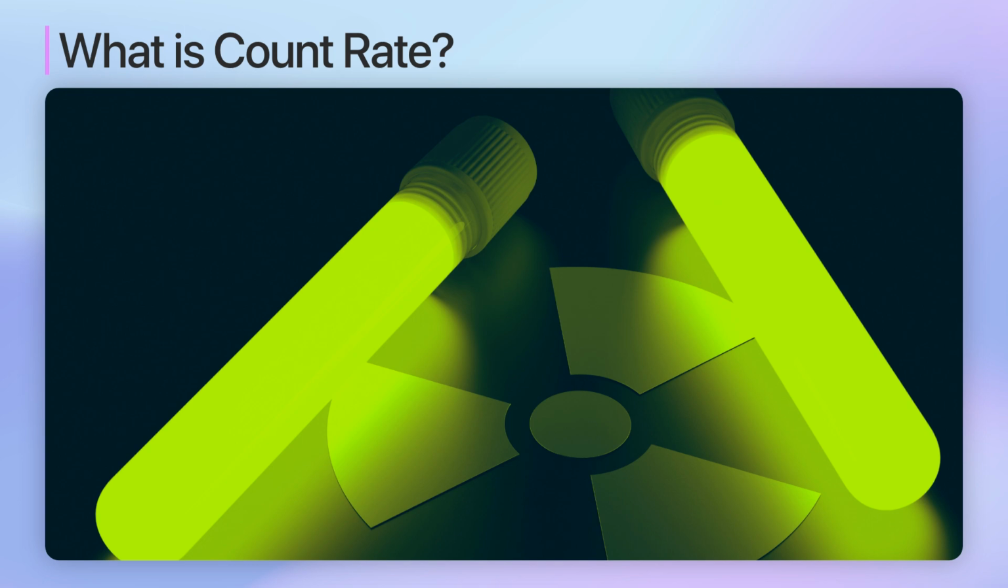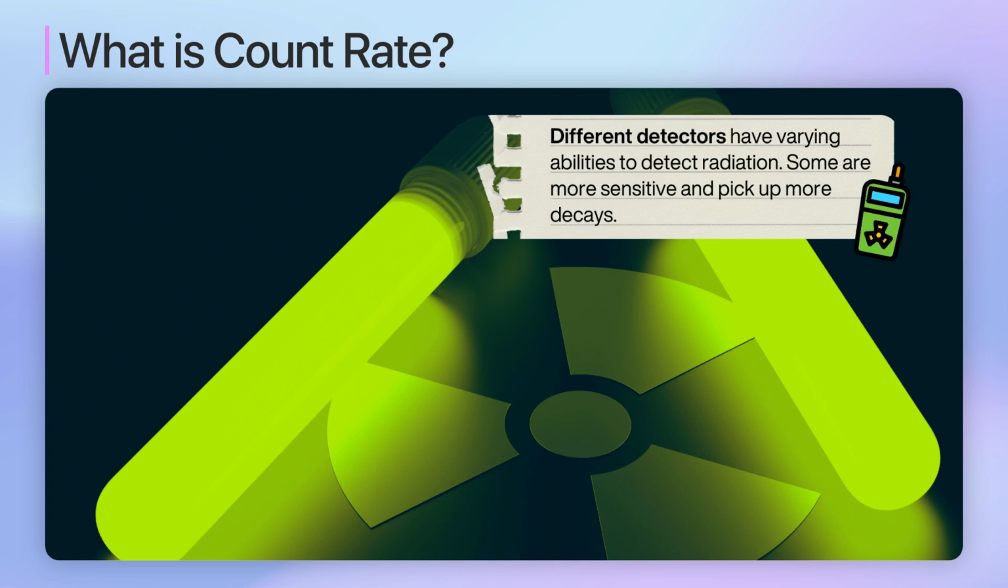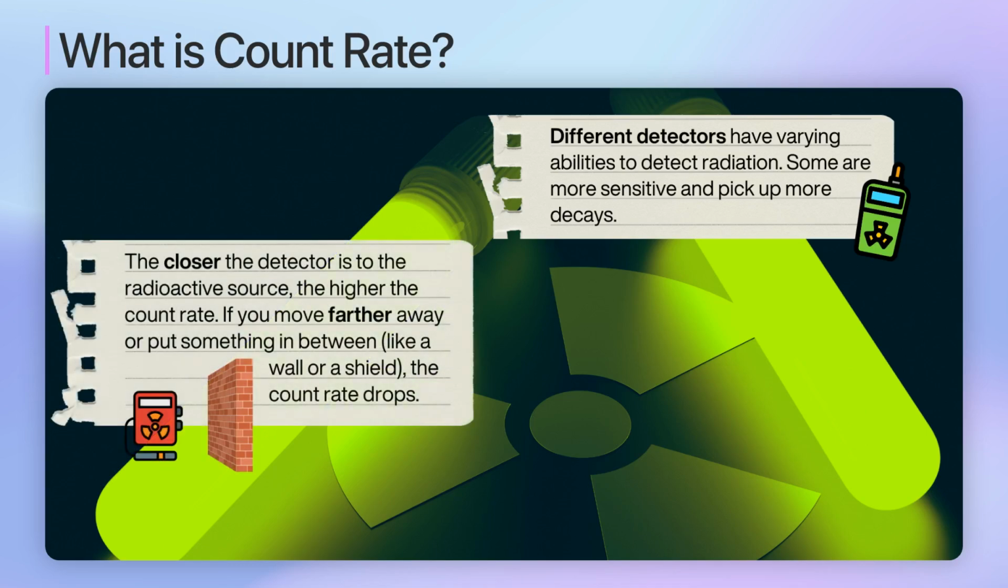One of these factors is detector efficiency. Different detectors have varying abilities to detect radiation. Some are more sensitive and pick up more decays, just like some people have better hearing for those popcorn pops. Another factor is distance and shielding. The closer the detector is to the radioactive source, the higher the count rate. If you move farther away or put something in between, like a wall or a shield, the count rate drops. It's similar to how the sound of popping kernels gets quieter the further you are from the microwave, or if there's a door closed between you.